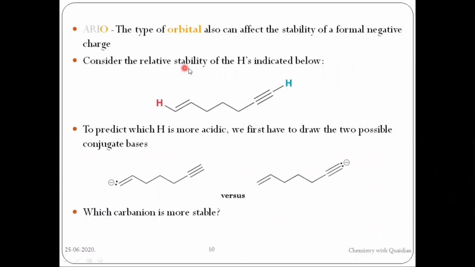Now consider the relative acidity of the hydrogens indicated in the compound. There are 2 hydrogens, one in red and one in blue. The one in blue is attached to the carbon that is sp hybridized, while the other hydrogen is attached to an sp2 hybridized carbon. To predict which hydrogen is more acidic, we have to draw the 2 possible conjugate bases. When you draw the conjugate bases, here the negative charge appears on the sp2 carbon, and here the negative charge appears on the sp carbon. So which do you think will be the more stable conjugate base?